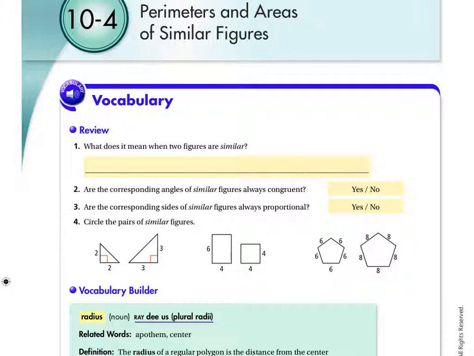Alright, so I want you to answer your review questions. What does it mean when two figures are similar? Because we are going to look at perimeters and areas of similar figures today. So it's important to review what is a similar figure.